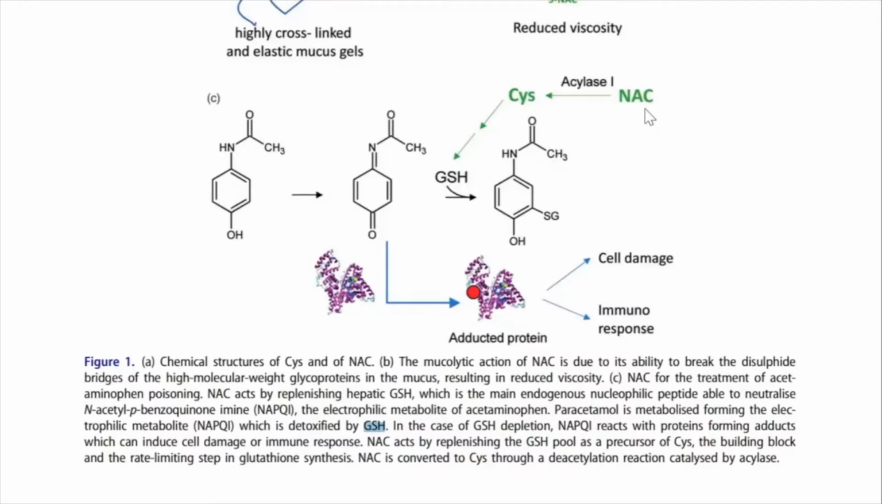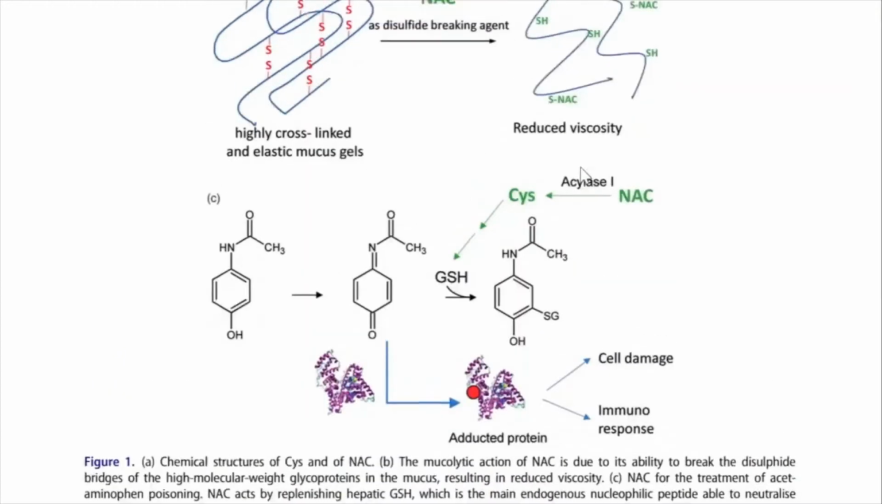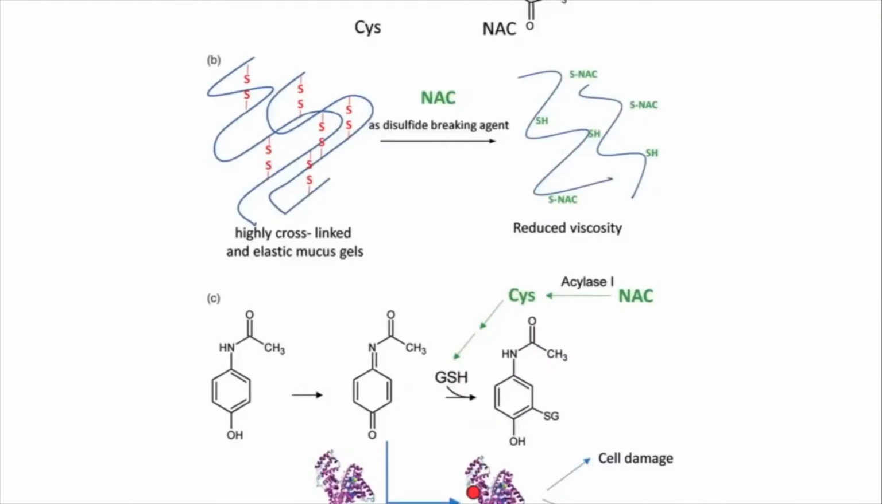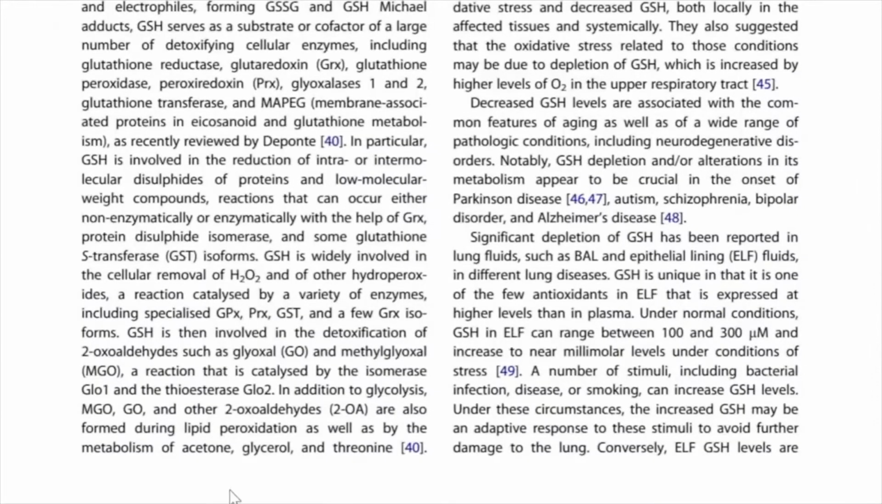Not only is it favorable for saving people from Tylenol overdose, but it can also act as a mucolytic, as you can see here. But that's not all that NAC is useful for. The article goes on to talk about how glutathione is used in many different reactions in the cell, and it can become depleted, especially in some regular type of infections like colds and tonsillitis, etc.